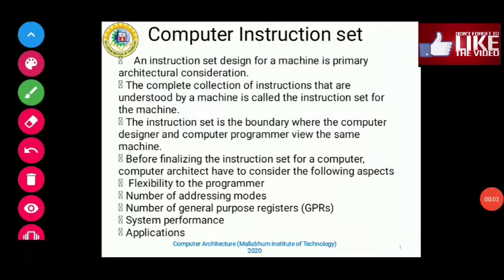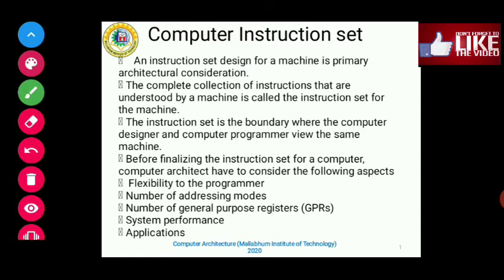So today we will start lecture number 5, in which we will discuss the instruction set, what is instruction set and what is the instruction format, and also we will discuss the different types of instruction available to the computer.